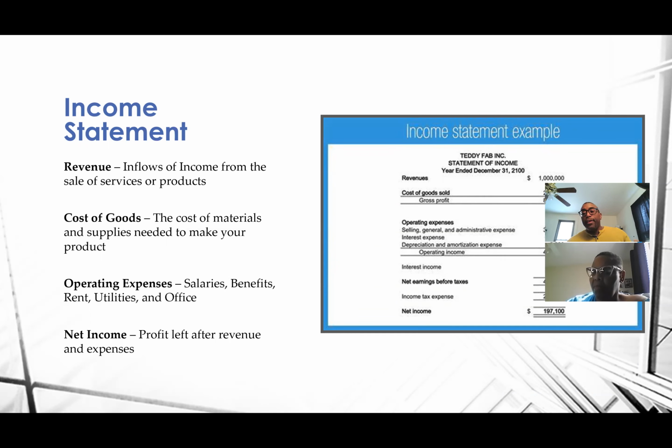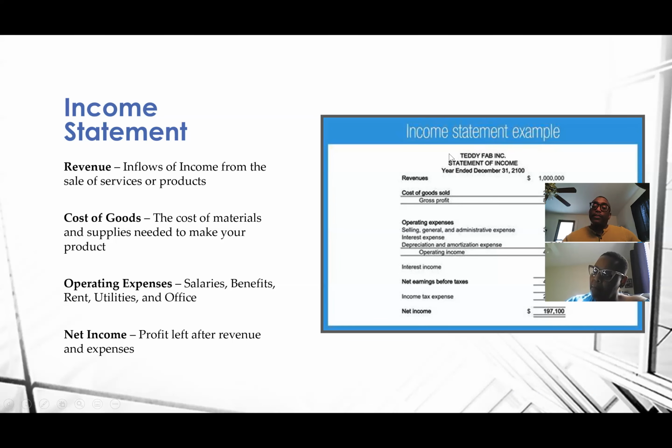It could be one month, it could be three months or a quarter, it could be six months, it could be a year. So you will always see on an income statement the period of time that it is showing your income and your expenses. In this example, it says year ended. This is a 12-month period because it's a year. So this is showing the activity over a year.